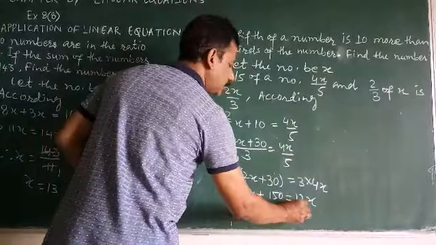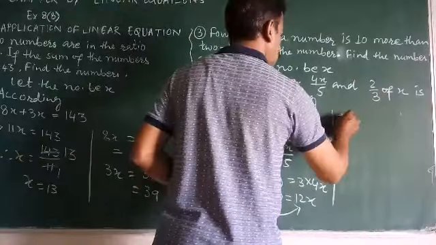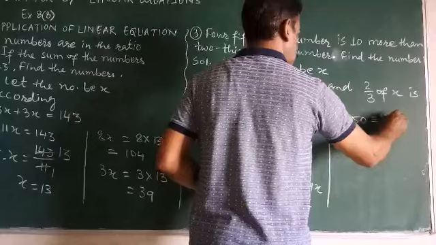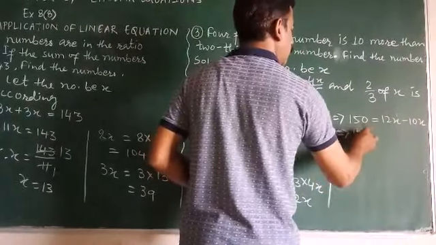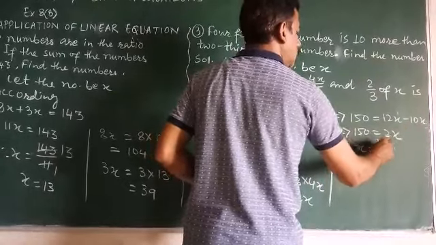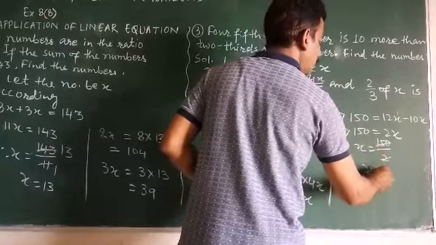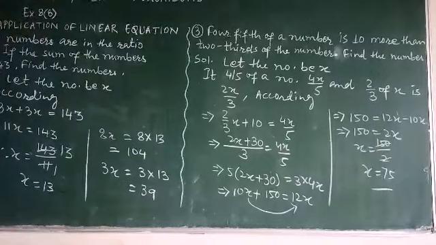Transposing 10x to the right hand side, 150 equals 12x minus 10x, and 150 equals 2x. x is equal to 150 by 2. That is, the value of x is equal to 75. Hence the number is 75.